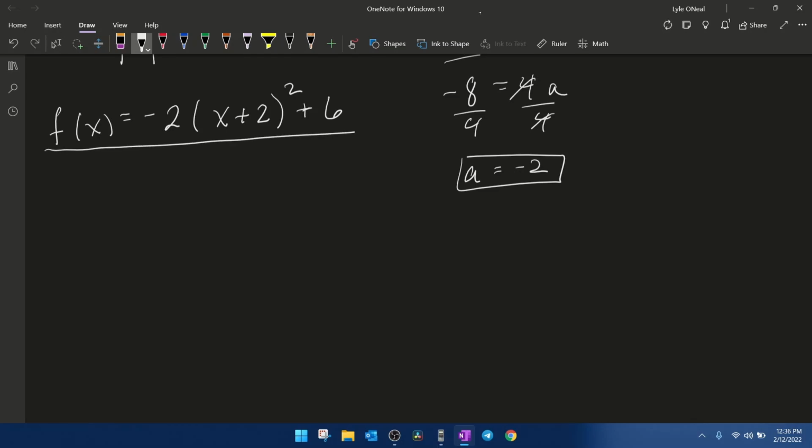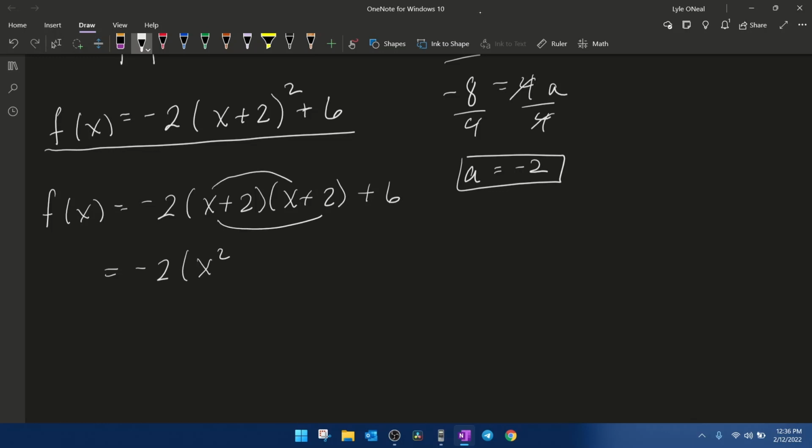And as an added bonus, we're going to play the what if game and say what if they wanted it in standard form. Well, this would not be too hard to do either. We're just going to need to multiply this out. X plus 2 squared means to multiply by itself, and we're going to have to do the FOIL method. Here we go. First, x squared. On the outside, we have a 2x. On the inside, another 2x. Last but not least, plus 4 plus 6.